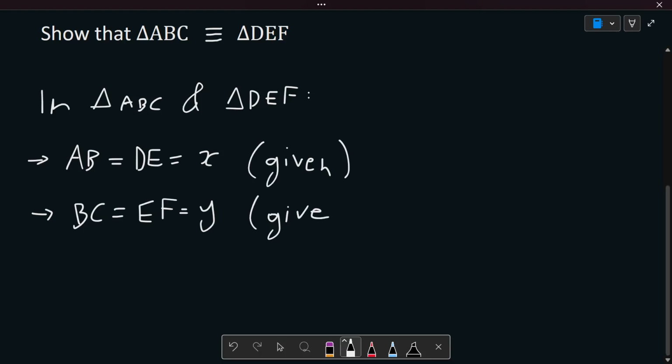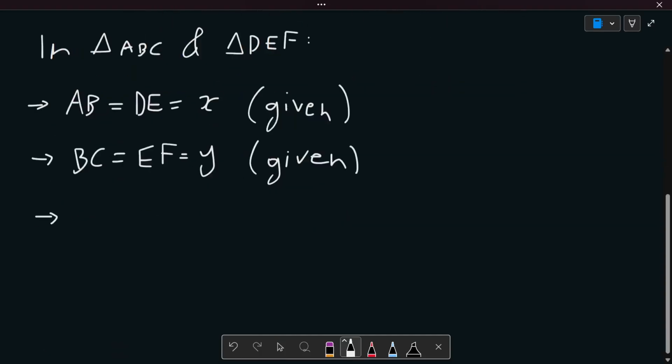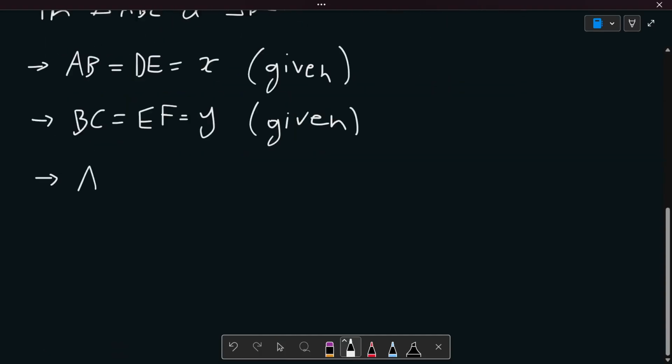And now our last sides that we are comparing are AC and DF. As you can see, AC has the side Z and DF has the side Z as well. So side AC is equal to DF, which is equal to Z. And this information is given to us.